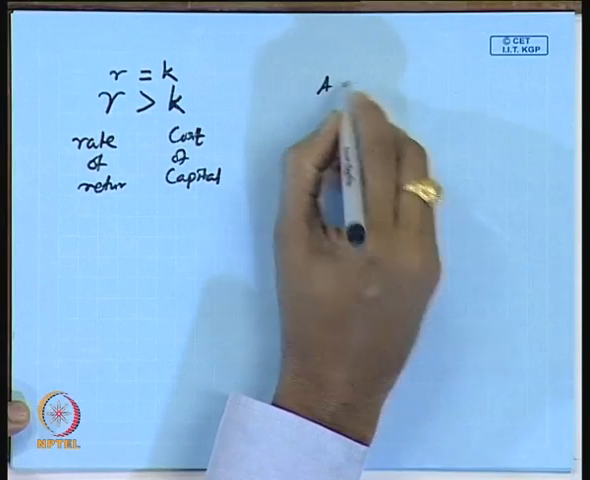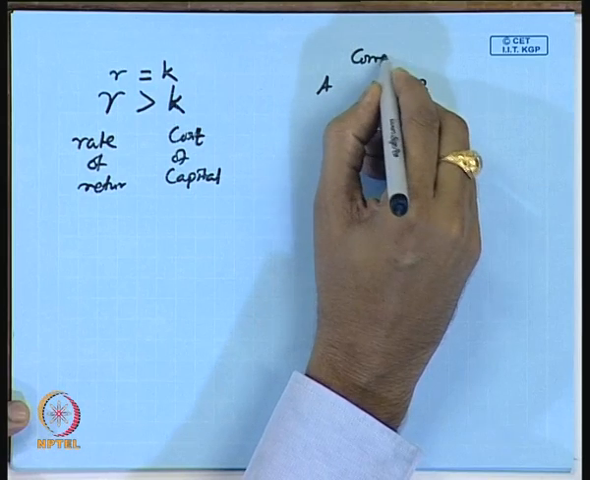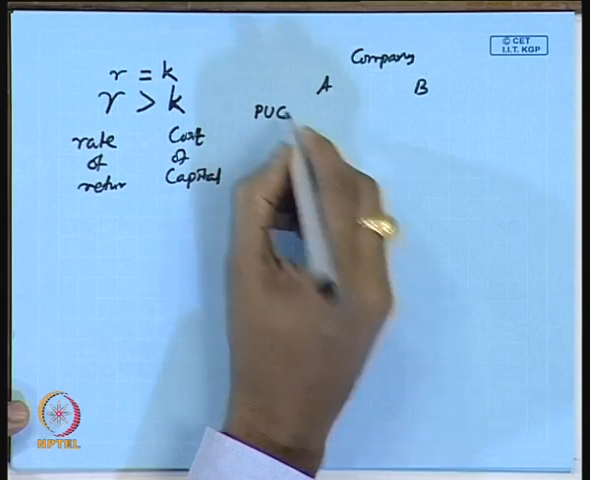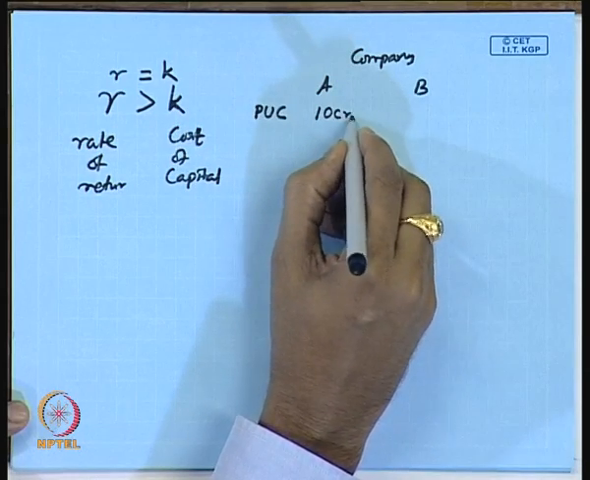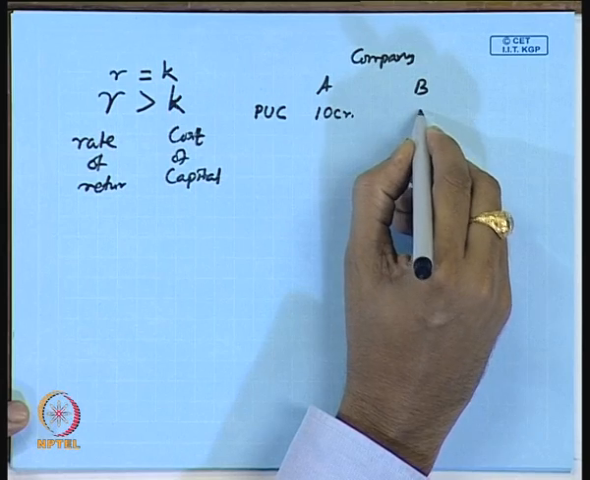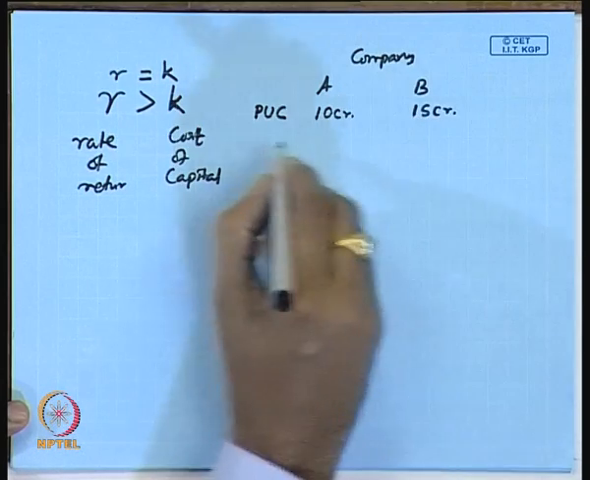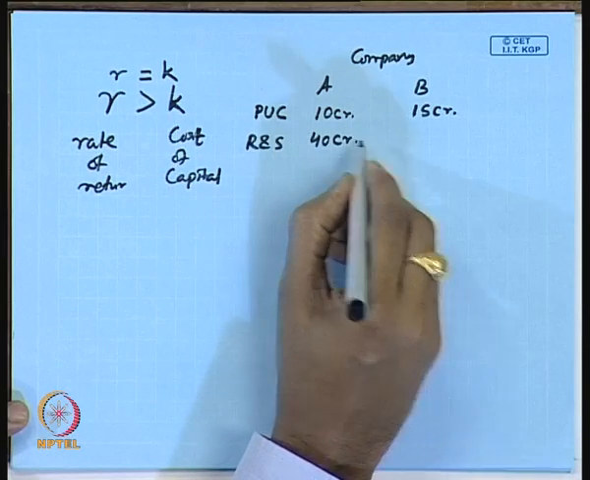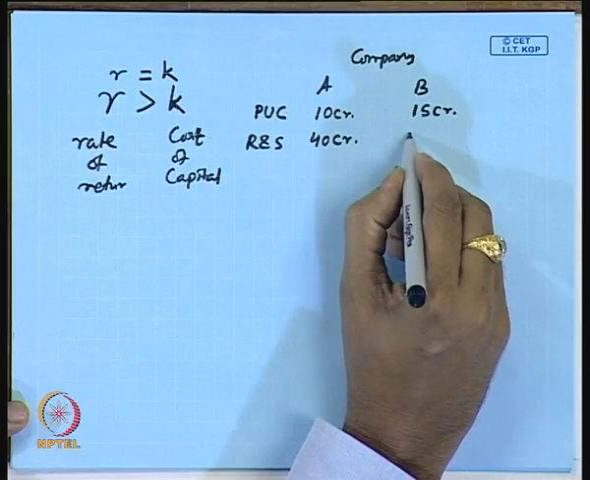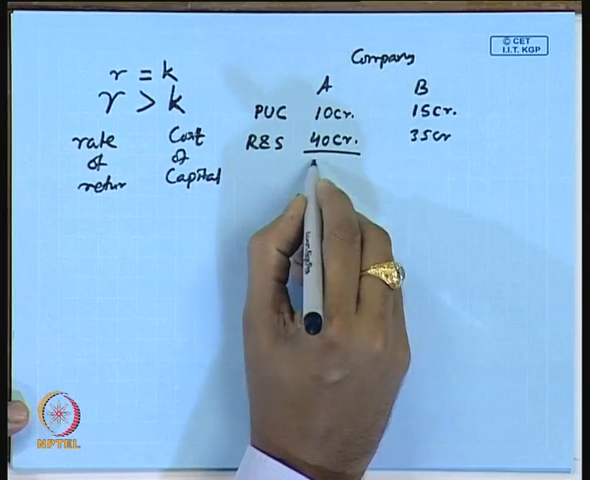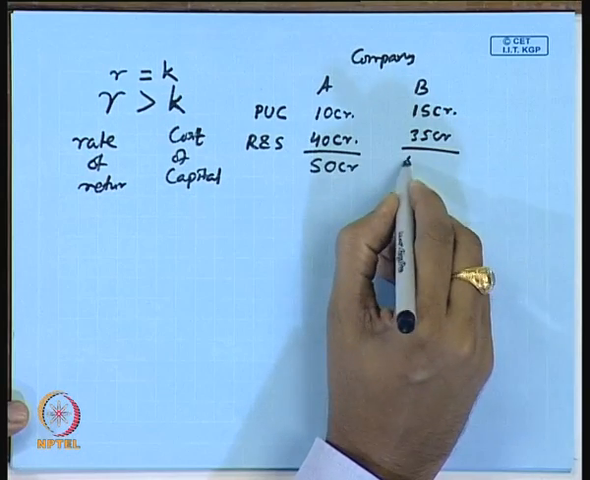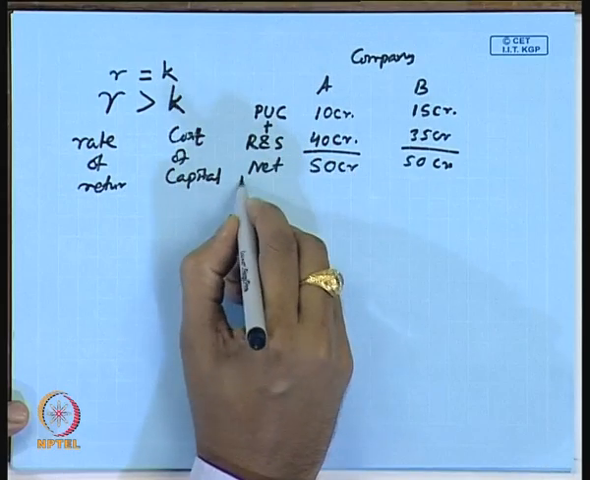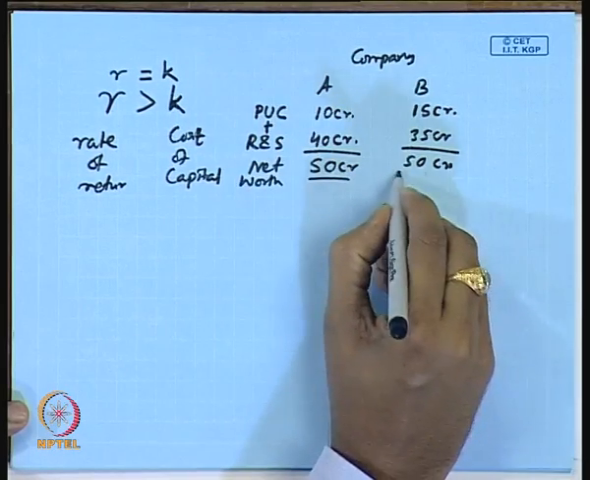Maybe there is a company A and there is a company B, and let us say the paid up capital, PUC, of company A is 10 crore, and in company B it is, let us say, 15 crore. The reserves and surplus of company A, let us say 40 crore, and in company B let us say it is 35 crore. So, if you look at it, both the companies have a net worth of 50 crore. This is paid up capital plus reserves and surplus, which gives us net worth. So, both the companies are having a net worth of 50 crore.